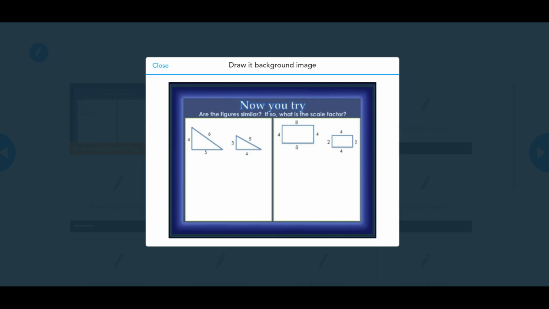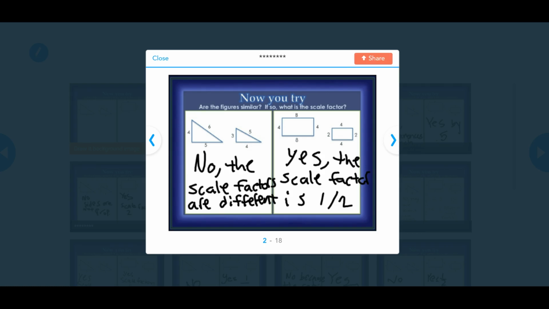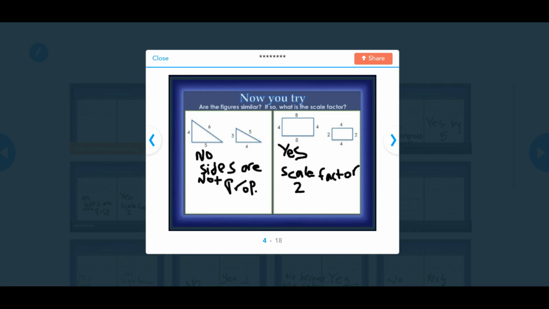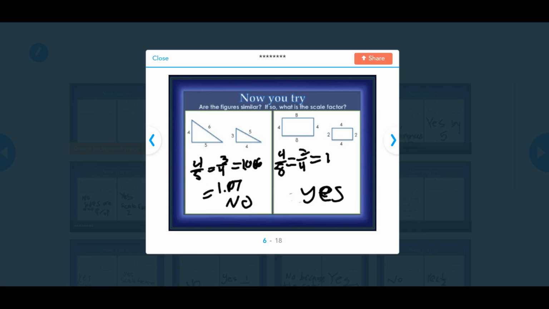Okay, so let's go through a couple answers here. The first one here: sides are not proportional on the left, similar on the right, scale factor of 2. Next one, no, the scale factors are different. Yes, the scale factor is 1/2. No, differences in each triangle. Yes, by 0.5 or 1/2. No, they're not. Yes, scale factor of 2. No, because they don't match. 2. A no and a yes.